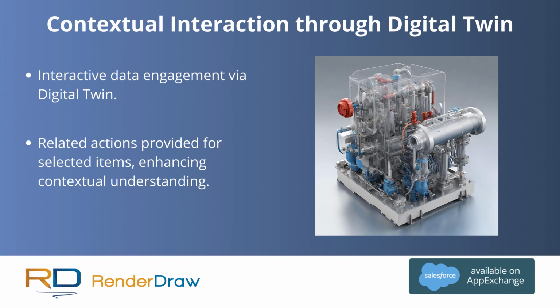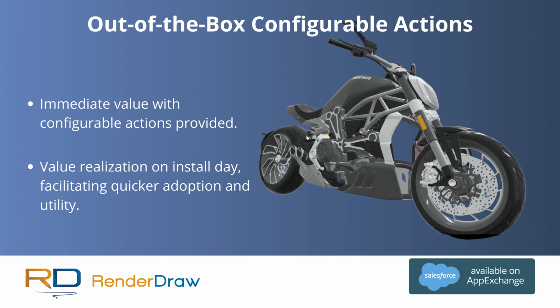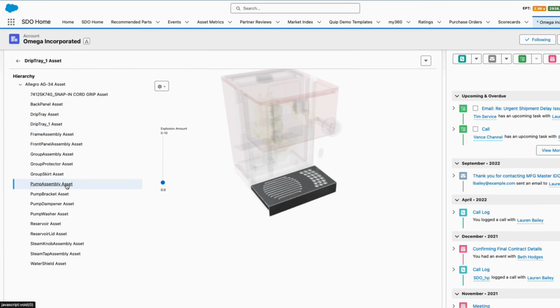Digital Twin provides a great way to interact with your data contextually. We do this by providing related actions to the selected item. We provide a few configurable actions out of the box, so initial value is achieved on day one and can be extended with other packages from the App Exchange, custom apps, or admin-created Lightning flows. Now we can look into related actions.